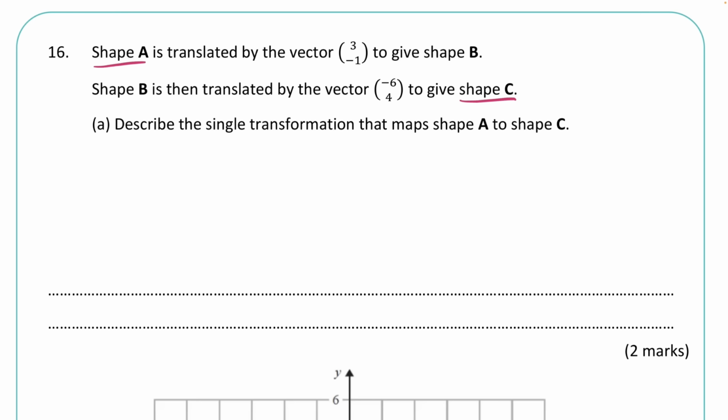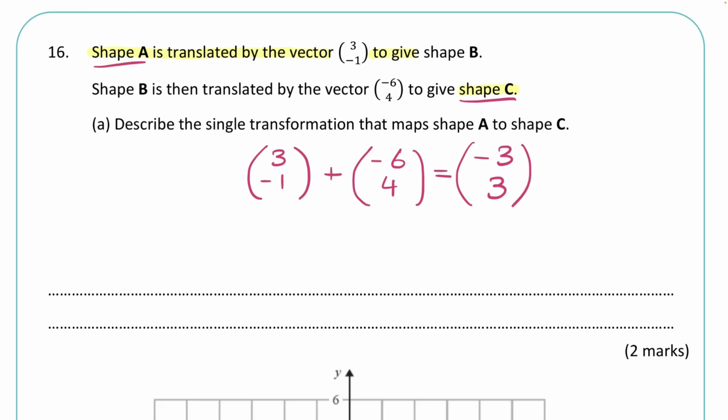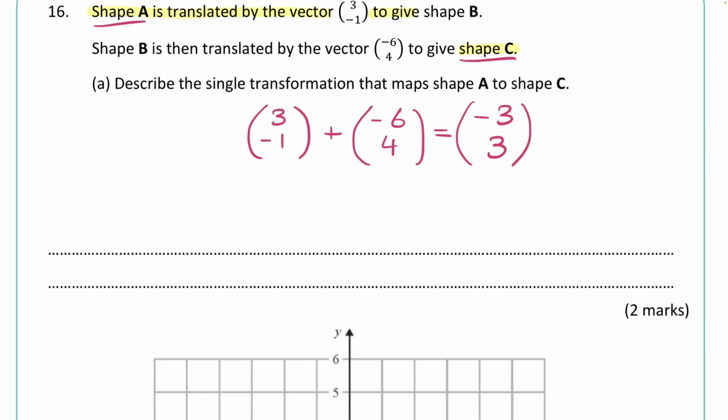Now the description is basically already written for us. We're going to have shape A is translated by the vector something to give shape C. So the description that we need to write is in there, we just need to figure out the vector. If we combine these vectors, 3 and minus 1, and we add to that the next movement, minus 6 and 4, our overall resultant vector, 3 add negative 6 is negative 3, negative 1 add 4 is positive 3, that's our vector there. So we're just going to replicate the description that's already given to us.